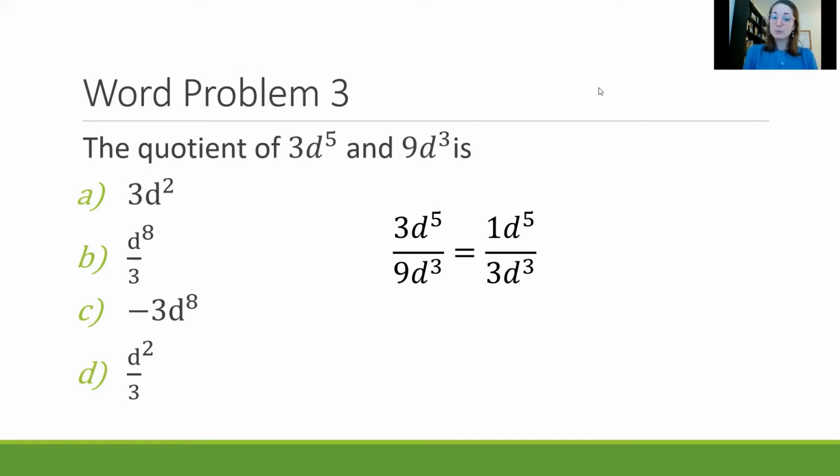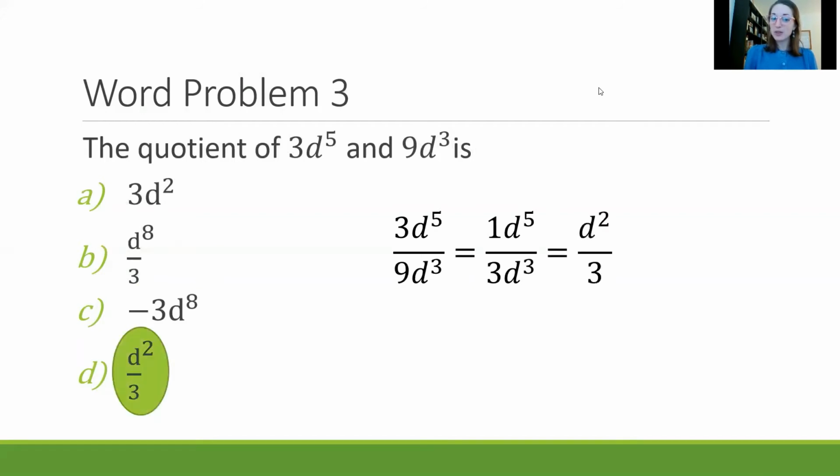Now, the rules of exponents say that when you're dividing two like figures with different exponents, what you can actually do is just subtract the exponent values from each other. So if we think about it that way, we have d to the 5th and d to the 3rd. 5 minus 3 is 2. So that leaves us with d squared.